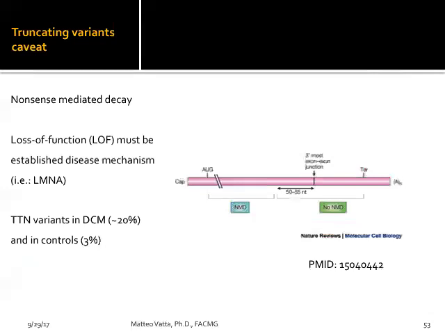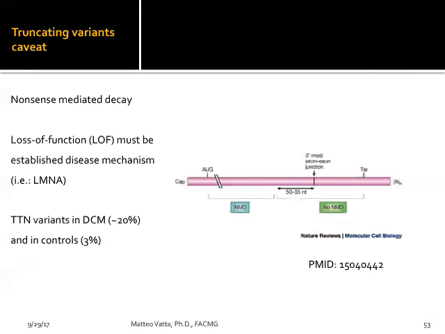But if the truncating variant occurs here or in the last exon, it may escape nonsense mediated decay. So what does it mean? It means that you may still have a protein product. It will be truncated, it will be incomplete, but still a product. And sometimes this product is sufficient for the function, so you cannot call it pathogenic because you do not know if it is sufficient or not for the function in that particular disease.